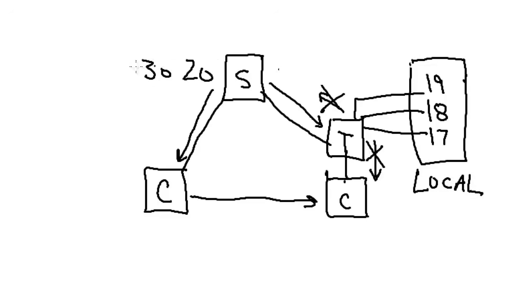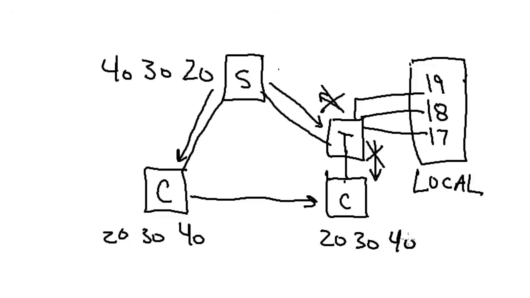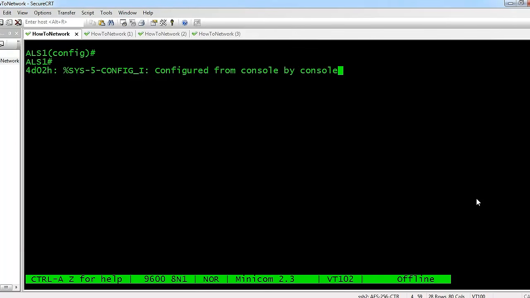So if we add VLAN 20, 30, and 40 on the server, and you log on to the client, you will see VLAN 20, 30, and 40 on any client participating in that VTP domain. So let's go ahead and test this out in a lab.